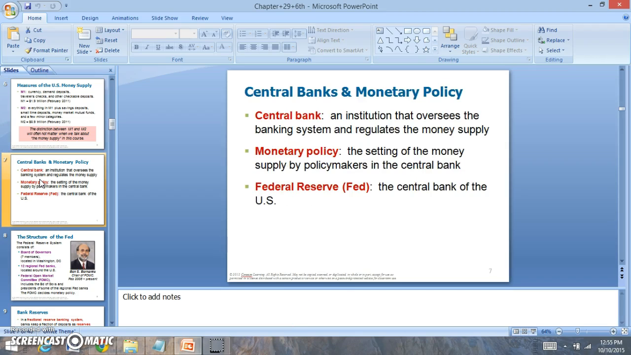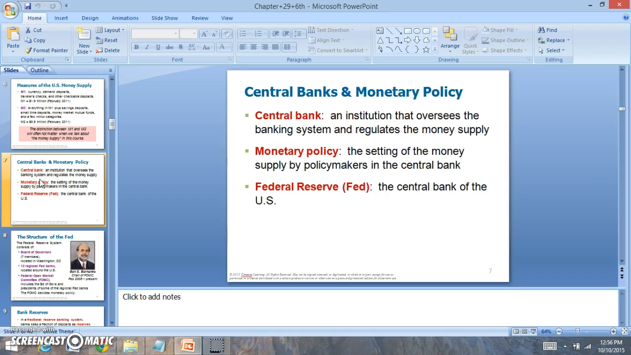Now, this week, we're going to be looking at the role of central banks in monetary policy. A central bank is the central organization that oversees the banking system and regulates the money supply. The way the central bank does this is through the use of monetary policy, and the Fed is classified as the central bank of the United States.